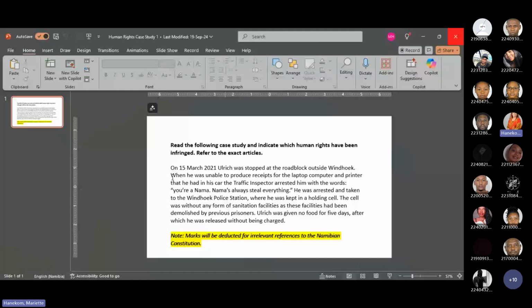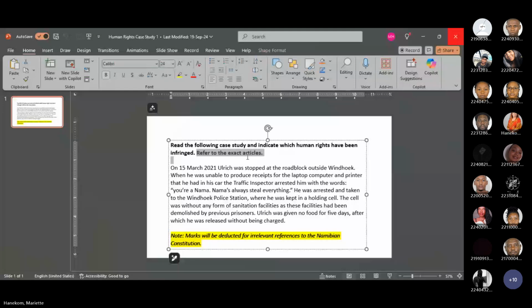And important here, and that is why I am saying, you have to refer to the exact articles, and you can only refer to the exact articles if you have your copy of the Constitution with you. So essentially, to answer this, you will go through the case study. The model answer is also in the study guide. Have a look at that.